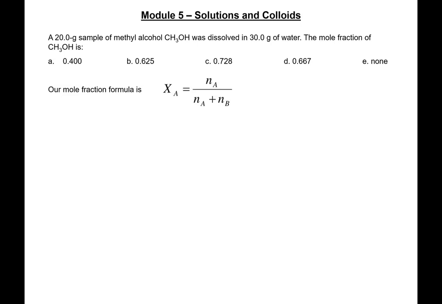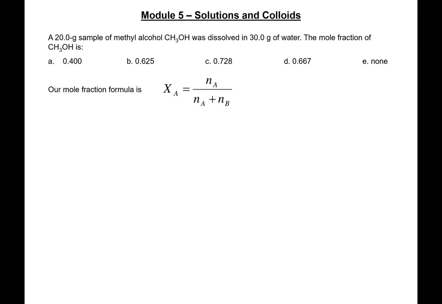And the mole fraction of any compound or component in a mixture is the number of moles of that component divided by the total number of moles. In our case here, we only have two compounds, methanol and water. So it's just N sub A plus N sub B. If you had 5 different compounds, you would have a denominator that would have 5 numerical portions in it.